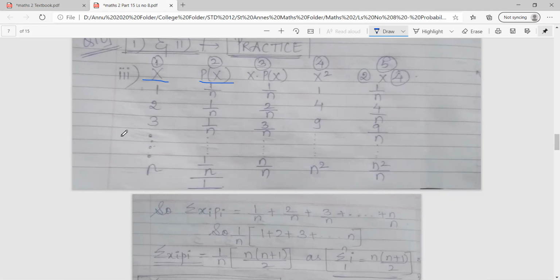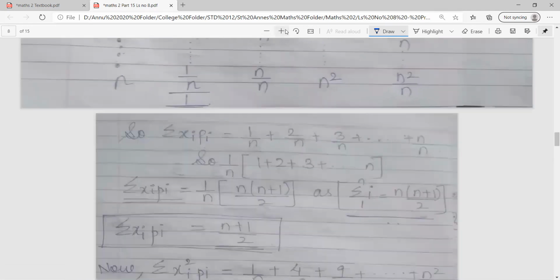So let's have a look. The first 2 columns are nothing but the question. For x into p of x, you'll get 1 into 1 upon n, 1 upon n. 2 into 1 upon n, 2 by n. 3 into 1 upon n, 3 by n. n into 1 upon n, n upon n. Now x square, so 1, 4, 9, and n square for n. Then 1 upon n into 1, 1 upon n. 1 upon n into 4, 4 upon n. 9 upon n, and so on.